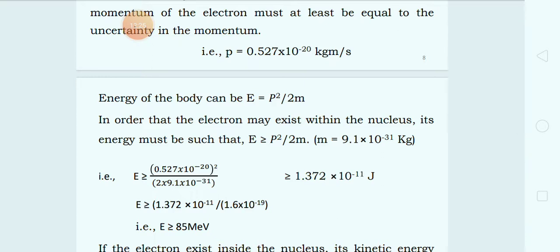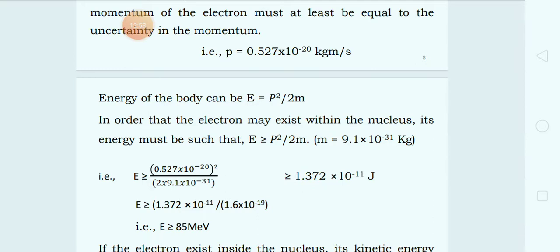The energy of the body is given by E equal to P square by 2m. That's again the relation between kinetic energy and momentum. In order that the electron may exist inside the nucleus, its energy must be such that E should be greater than or equal to P square by 2m.